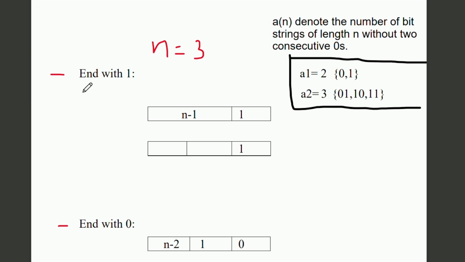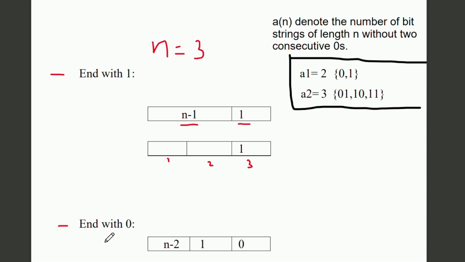So what does it mean if it ends with a 1? We can see that the last bit here is 1. And since we already know the last bit is 1, there are only n minus 1 remaining bits in front of it. So that's why there are only two spaces left here. Two empty spaces, 1, 2, and 3. We already know the last one is 1.